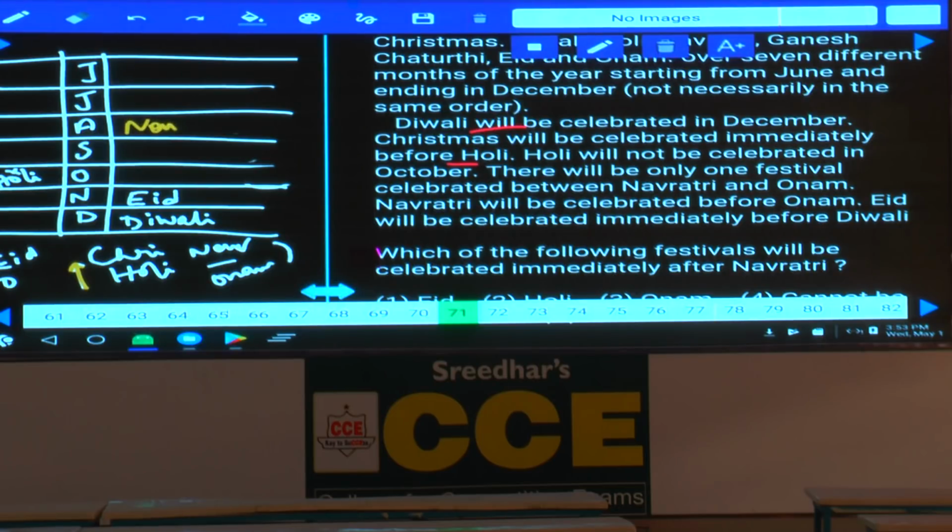If Navratri is here, then Onam will be here. If Onam is here, Christmas is here and immediately followed by Holi, and the leftover is Ganesh Chaturthi, which must be in the month of September. Done with this? Now this is about question number 71 to 75.